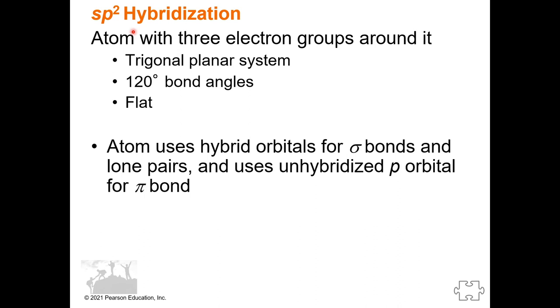So just like with Lewis bonding, when we have three electron groups, our geometry is trigonal planar. So all the electron groups are found in the same plane, and the bond angles that we see are 120 degrees. Now here, we're going to see two different types of orbital overlap. One type of overlap would give us sigma bonds, and we see that with our hybrid orbitals. The other type of overlap would give us pi bonds, and that's where we would use the unhybridized p orbital.